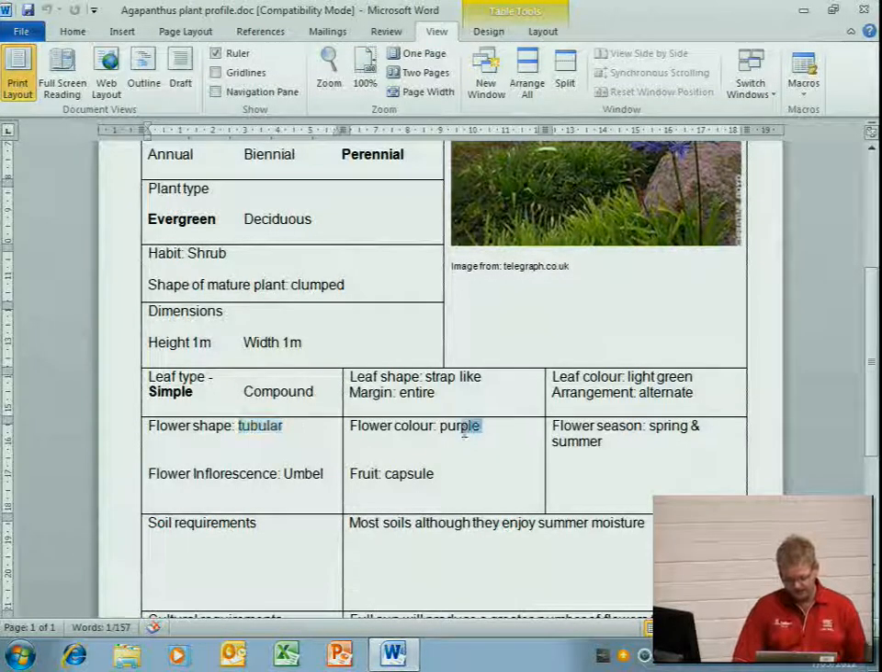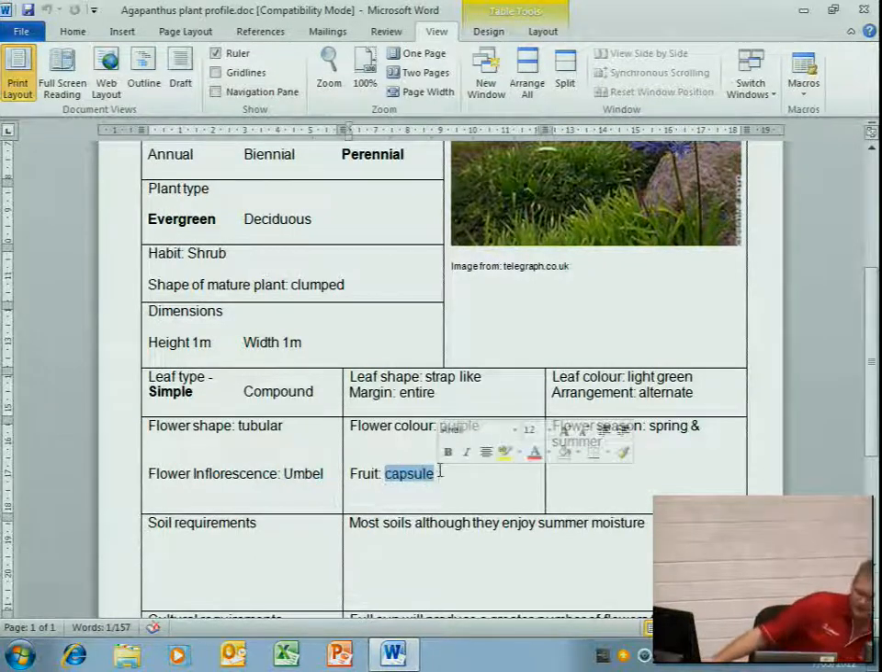The flower is purple. The flower season is spring and generally midsummer. Starts to go to seed about now, which is during this recording is just the beginning of autumn. You'll start to see it going to seed. The inflorescence is an umbel, which refers to the structure of the flower arrangement upon the plant, and the fruit is a capsule.